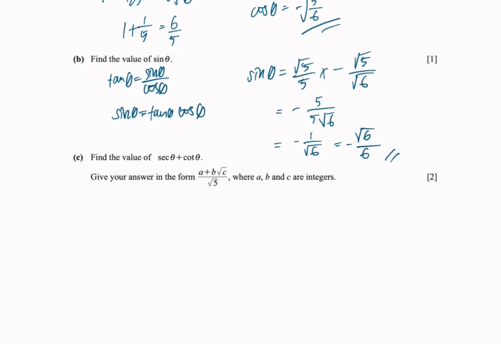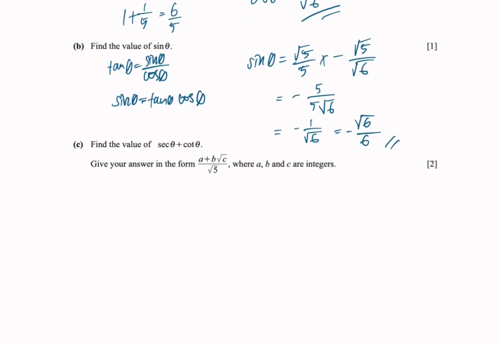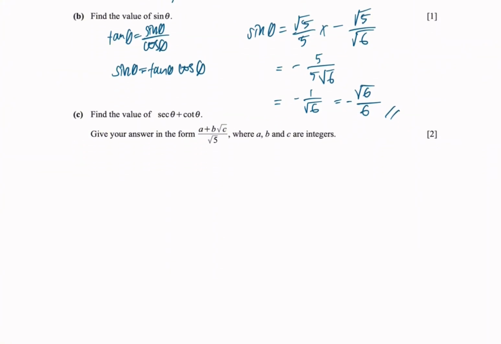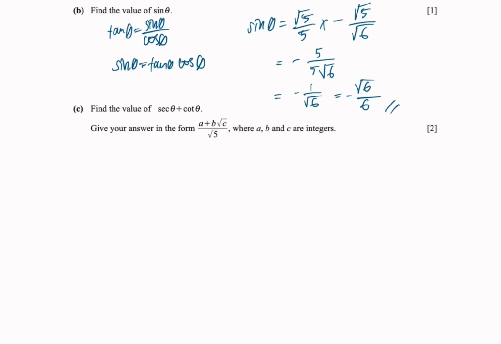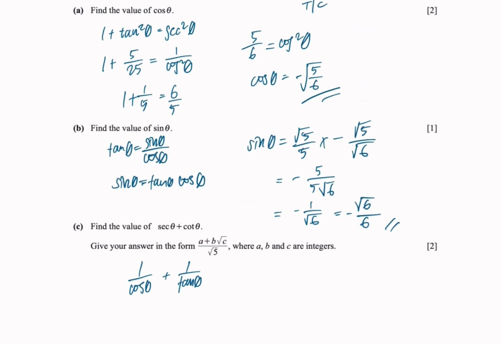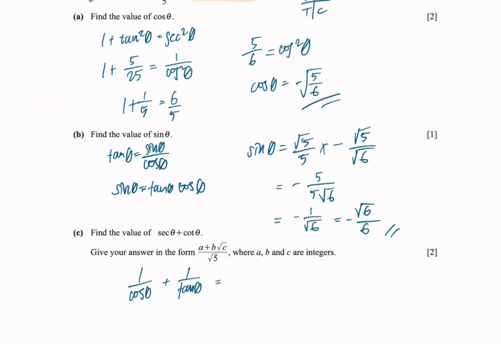So yeah, it's negative. And now part C, we need to find the value of secant theta plus cot theta, giving your answer in this form. Okay, so what we know about secant and cotangent is that secant is 1 over cos theta and cotangent is 1 over tan theta. And we have cos theta and we have tan theta from the previous part of the question, so we can just sub it in.